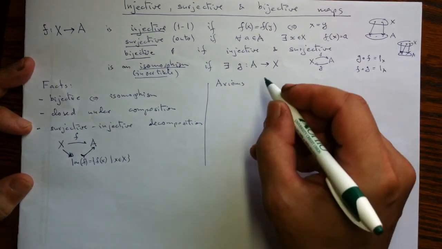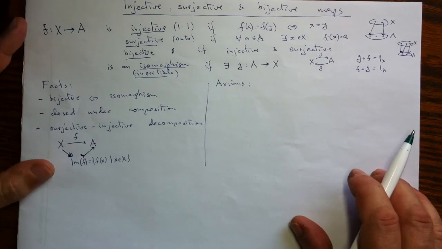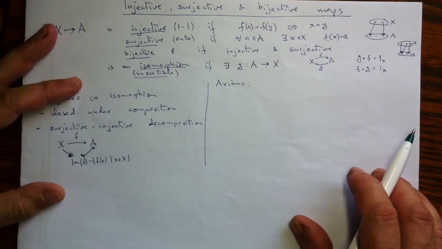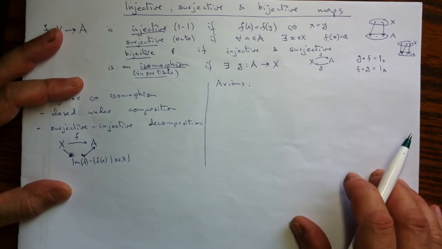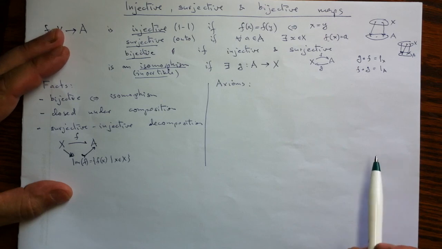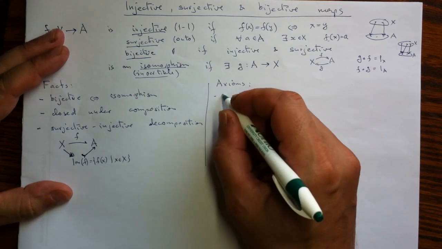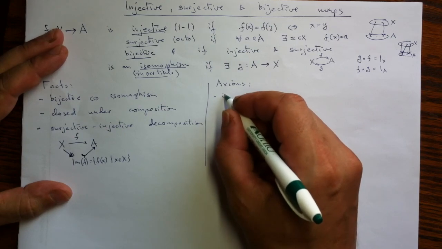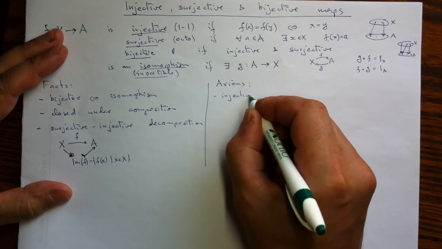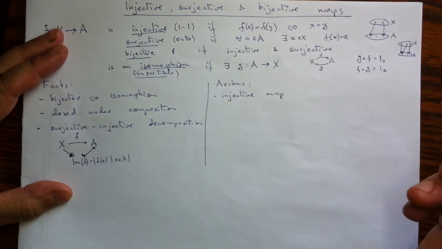Assumptions, essential assumptions about sets. They will be facts for finite sets, but if we go beyond finite, they will have to be packaged into the basis. And the first is that any injective map can be split.